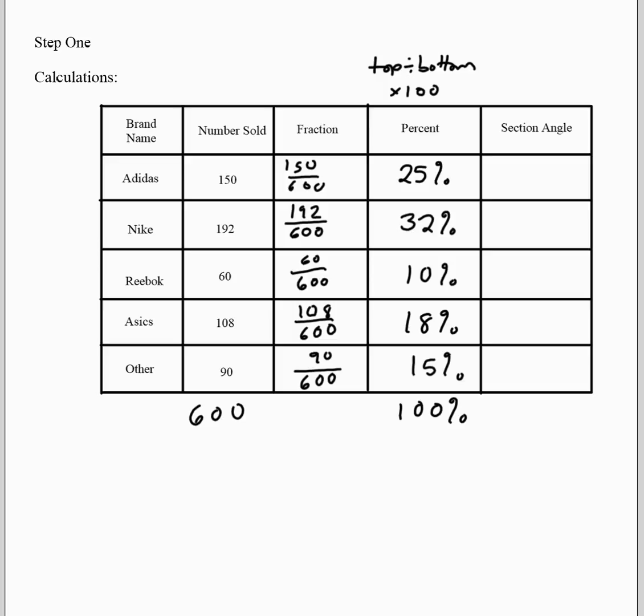Now, your percents should add up to a total of 100. So you could add them up and double check. The only time that sometimes you're a little bit off is rounding. So for example, if this was like 175 out of 600, that would give you 29.16666%. And so you might round it to 29%.